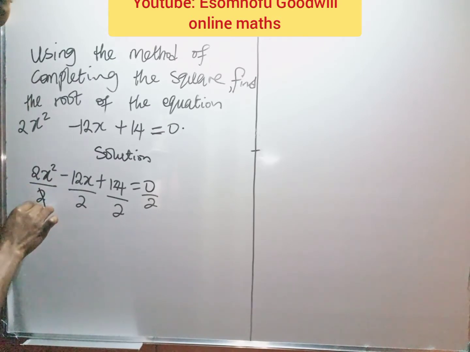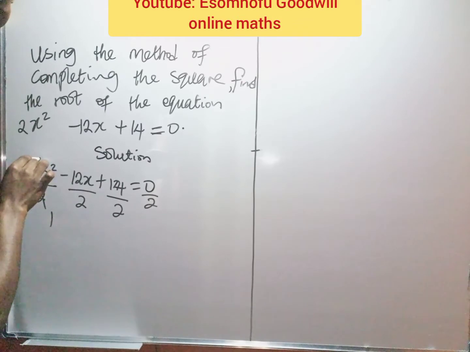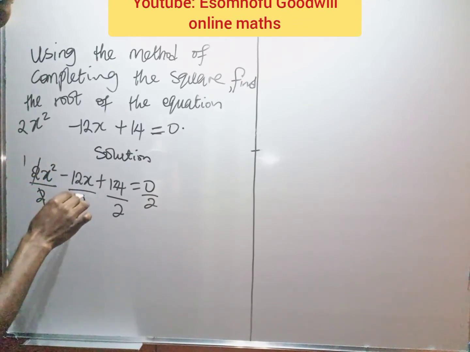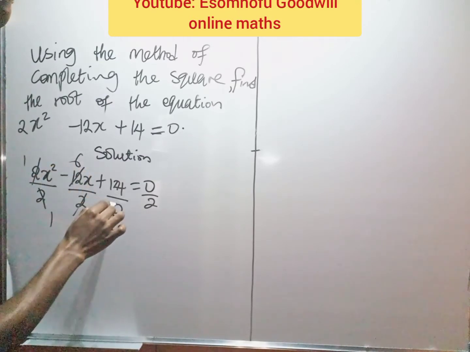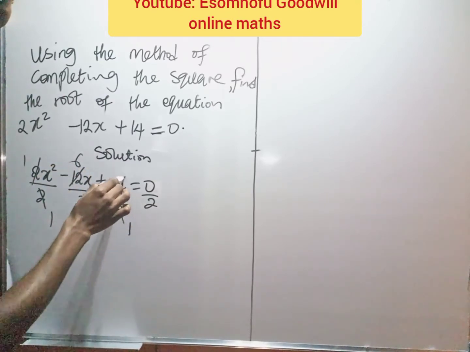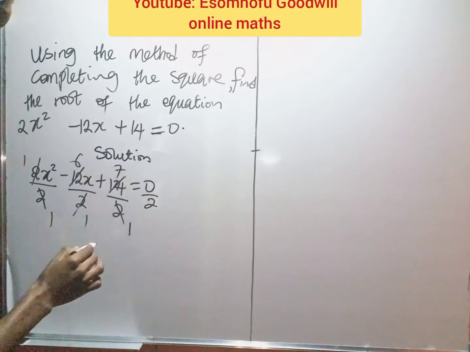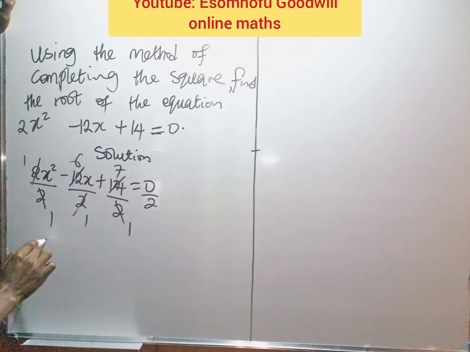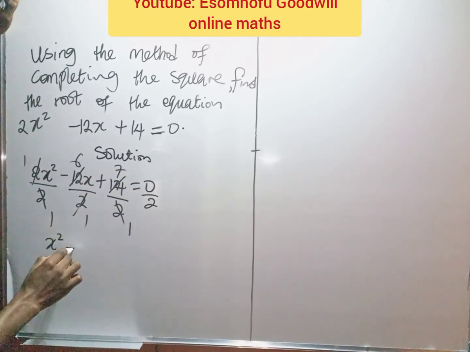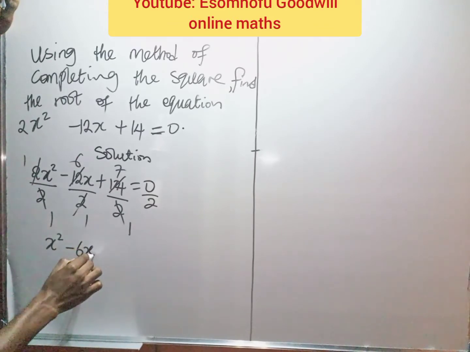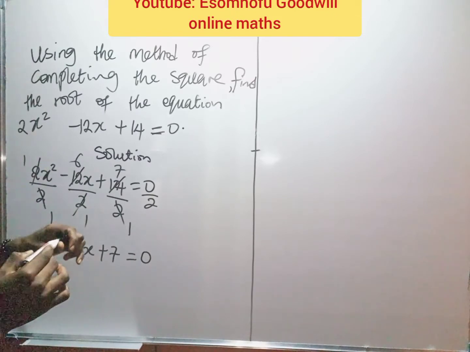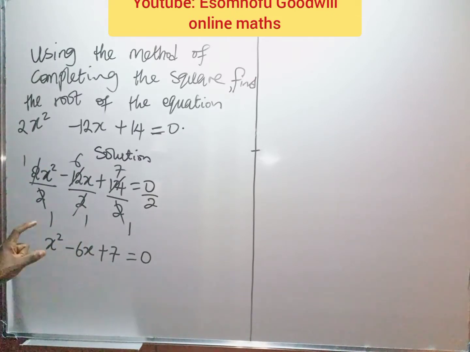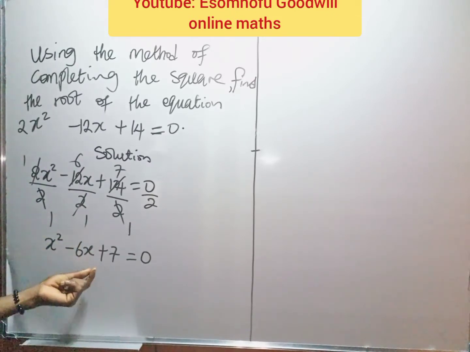So 2 divided by itself is 1, 2 divided by itself is 1, 2 divided into 12 is 6, 2 divided by itself is 1, and 2 divided into 14 is 7. So you can see that the equation is reduced to x squared minus 6x plus 7 is equal to 0.